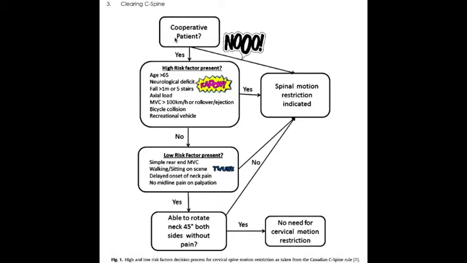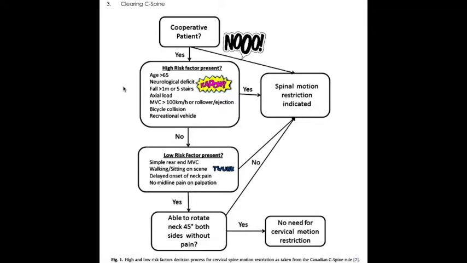The first question: is this a cooperative patient? That means that the patient is conscious, sober, without any intoxicants or alcohol on board. If the patient is cooperative, you can then proceed to question 2, which is whether there are any high-risk factors present. If the patient is not cooperative, spinal motion restriction is indicated. The second question, is there a high-risk factor present? If any of the high-risk factors are present, this patient would need spinal motion restriction.